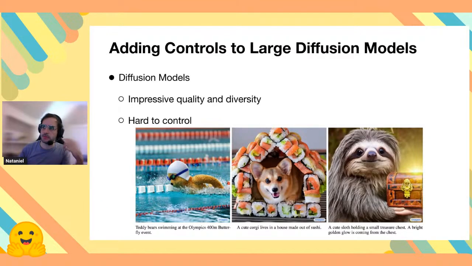So the inspiration for Dreambooth is to add controls to large diffusion models. Diffusion models had very impressive quality and diversity, but were very hard to control before Dreambooth. So you have some amazing images generated, but you can't really specify that you want this specific subject in this image or this very specific style in this image.